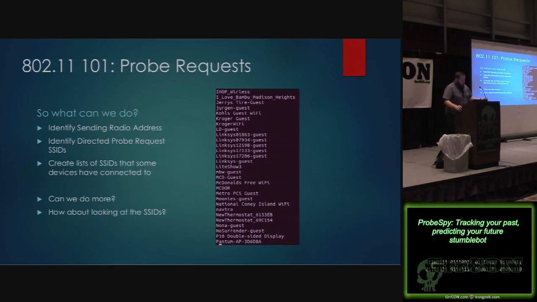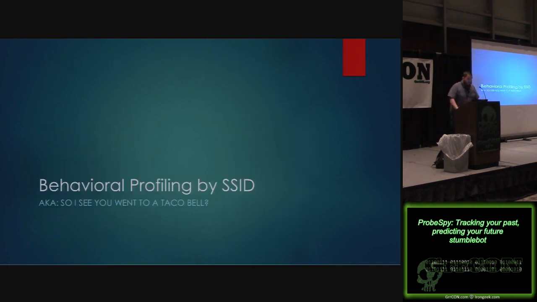And you can identify a few networks here that seem to pretty obviously give away information about where this person might have been. There's an IHOP Wireless, Kohl's, Kroger, McDonald's, National Coney Island, etc., that indicate the patronage of certain businesses. Additionally, I'm from the Metro Detroit area, so the second network there is I Love Bamboo, Madison Heights. I recognize that as being somewhere that's kind of near me. With some Google Foo, you might be able to determine a little bit more about that location, which would give you a little bit more information about where the person has been.